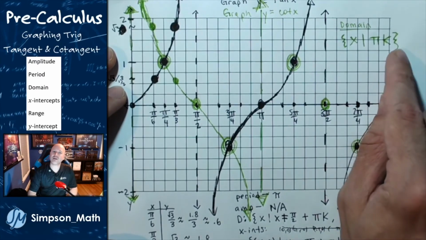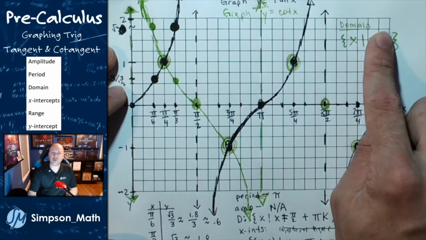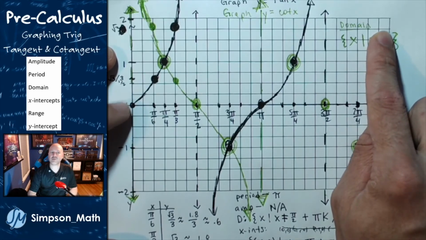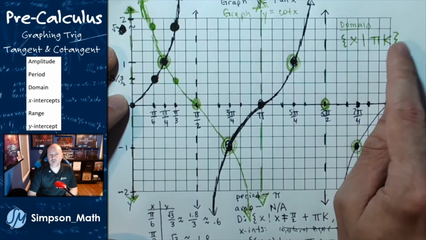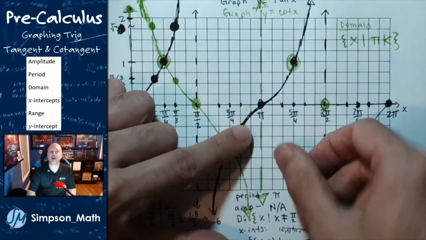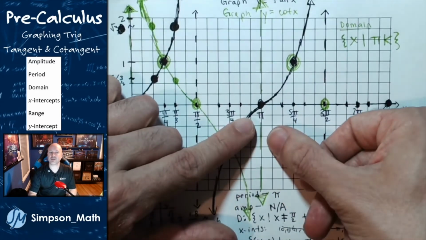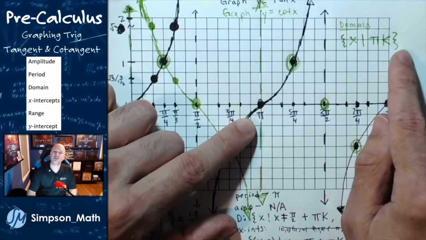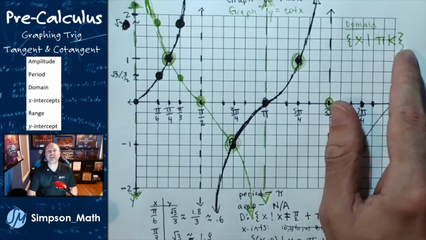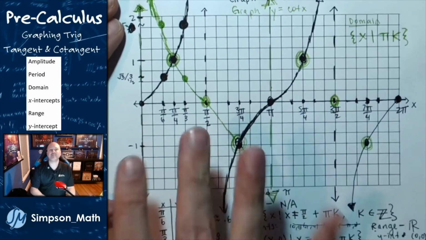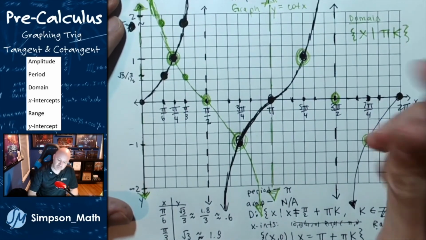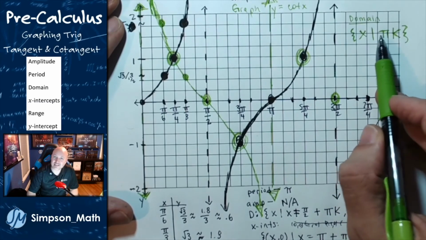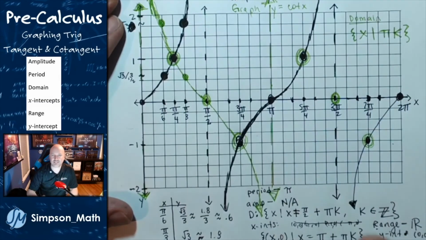If k were 0, 0 times pi is 0. Bam. 0 is a bad number for cotangent. If k is 1, pi, I've got an asymptote. Look at the green graph. k could be 2, 2 pi. Yeah. Any interval of pi seems to be a problem. If you want to put a 0 plus in there, it's still legal. It's still fine.